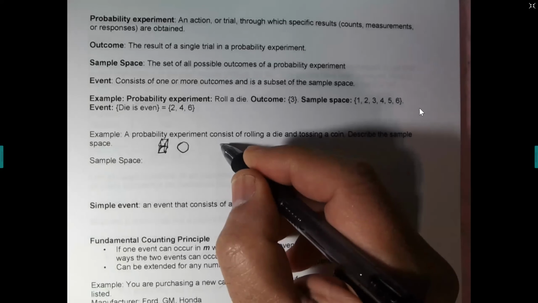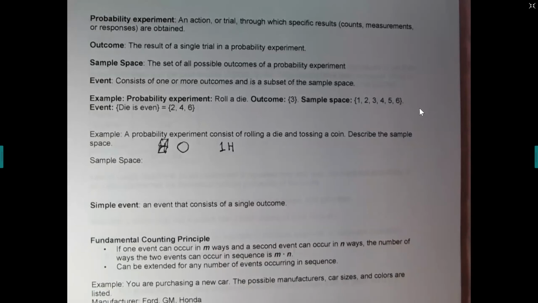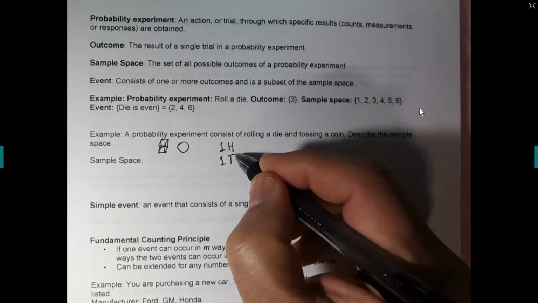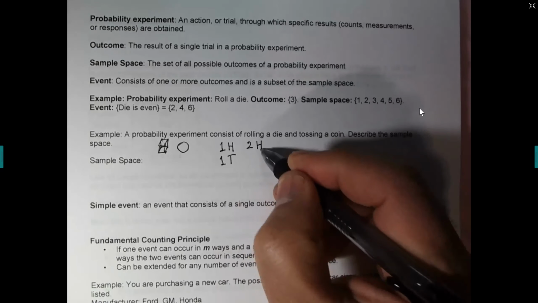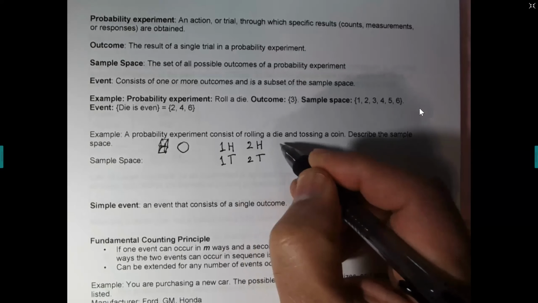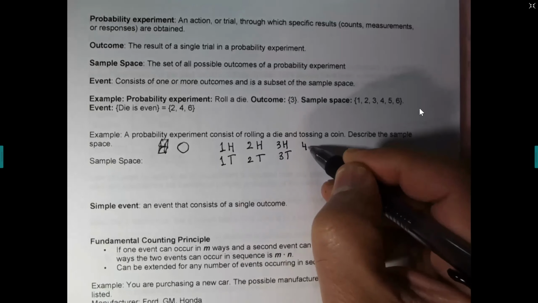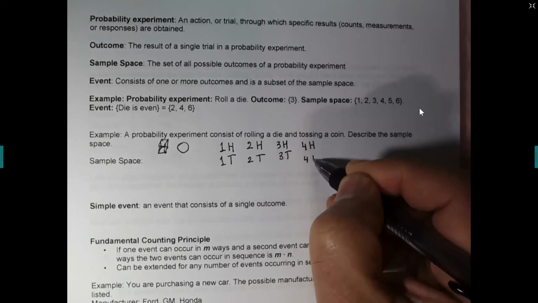You could get 1 face up on the die and a head. Or you could get a 1 and what, guys? A tail. Or it could be 2 and a head and 2 with the tail. 3 with the head, 3 with the tail. You have no control of that, guys. You're just rolling and you don't know what's going to happen.